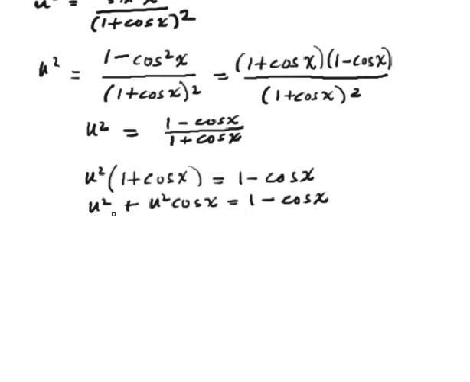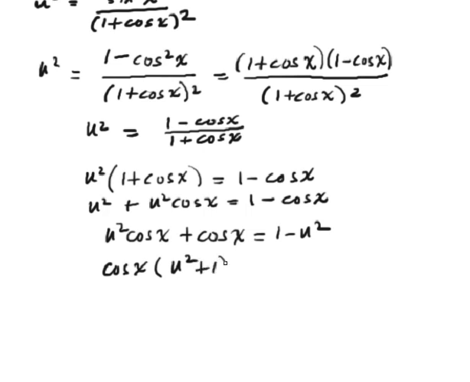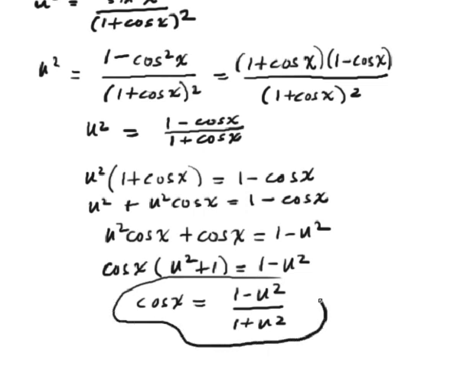So I'm going to put this u squared on the other side, and bring this minus cos x over to here. So we have u squared cos x plus cos x is equal to 1 minus u squared. Factor out the cosine x. And now divide both sides by u squared plus 1 to finish solving for cosine x, and we have the expression that we wanted to show.